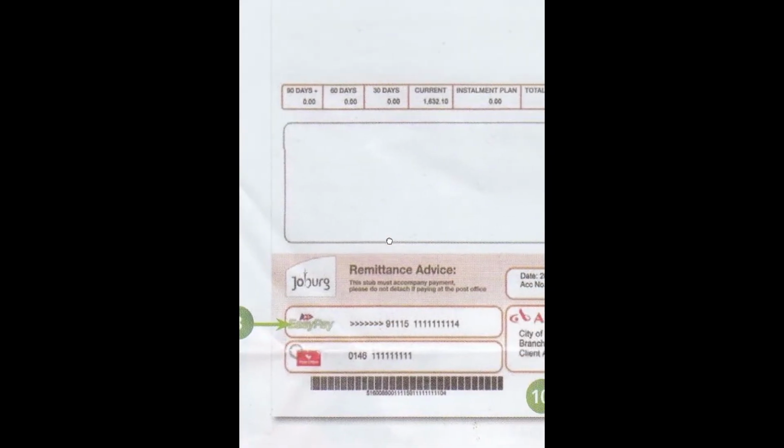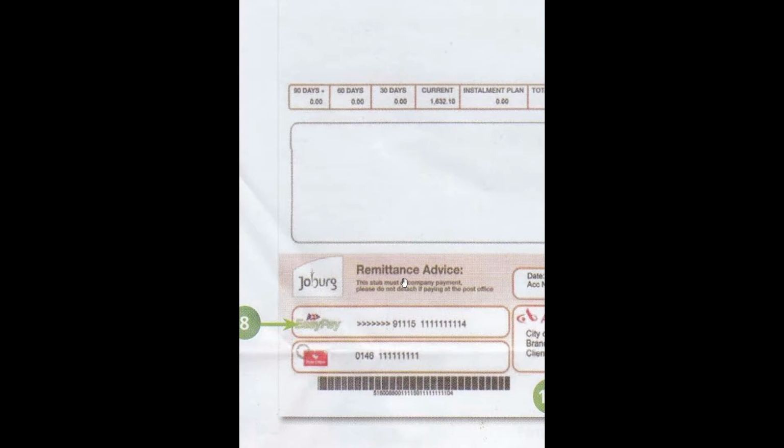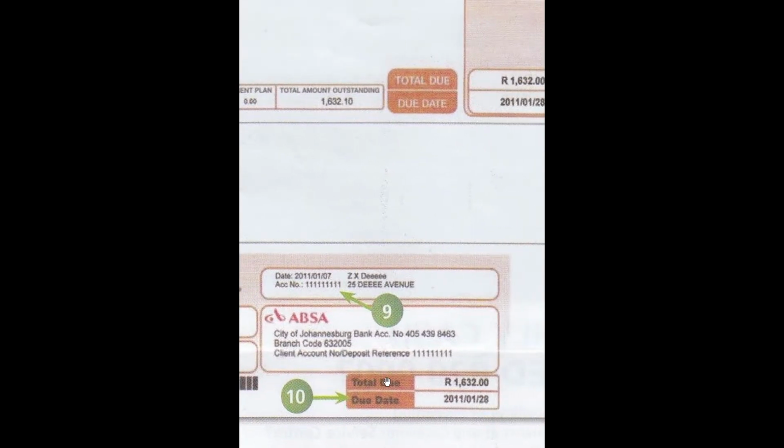Okay. Then when we look at the bottom over here, we see the remittance advice. In other words, how can you pay this invoice? You can use Easy Pay, the post office, apps. They give you all the details, the amount due, and when it is due. Okay, so all of that is there. This is in terms of a summary of what you would owe the municipality.